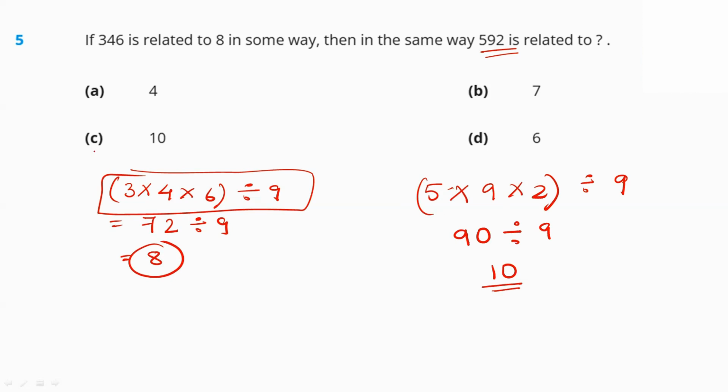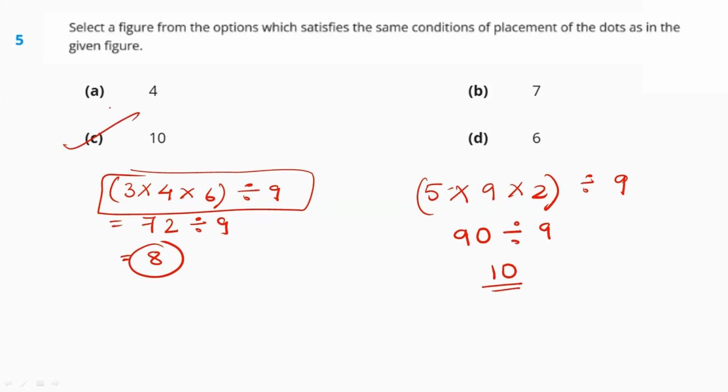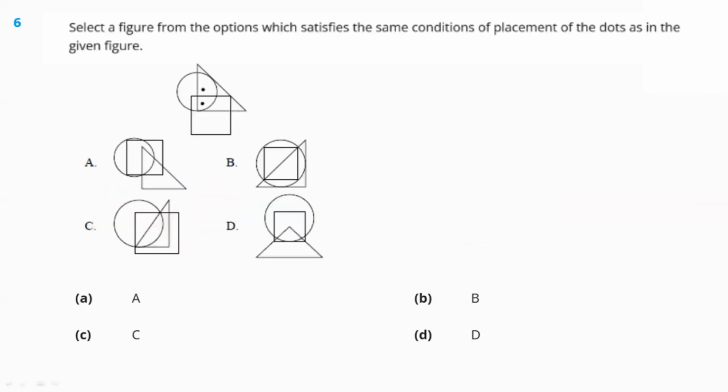So option number C is our correct answer. We move to the next question. Select the figure from the options to satisfy the same conditions of the placement of the dots as in the given figure. So here there's a picture where we have two dots over here.